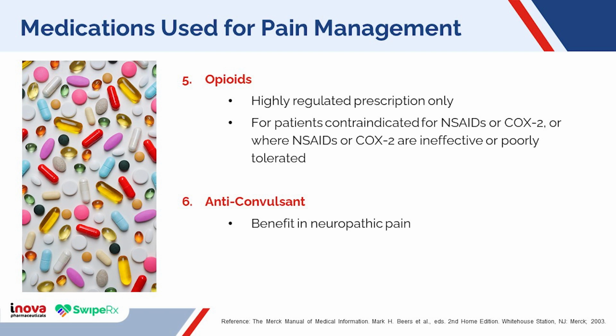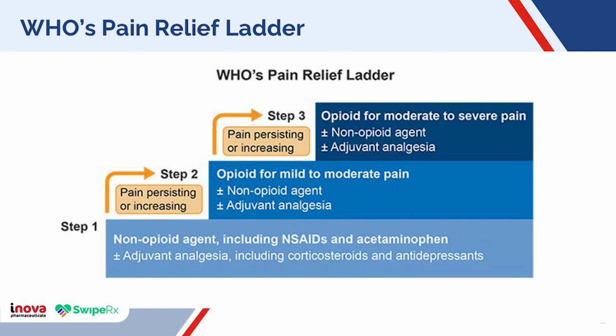Anticonvulsants are usually for neuropathic pain. We can use them as an adjunct too. Next. So this is the WHO pain relief ladder that we use, and I think everyone is familiar with it. All right, next. So a little bit about muscle relaxants.